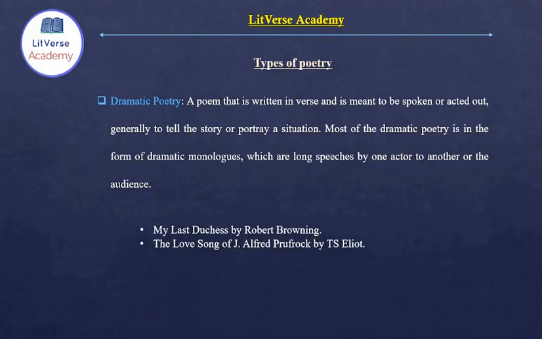Robert Browning is very famous for his use of dramatic monologue in his poems. My Last Duchess is the best example, and The Love Song of J. Alfred Prufrock by T.S. Eliot.